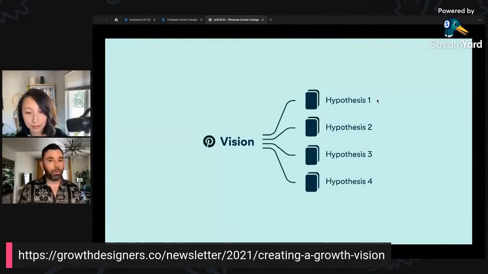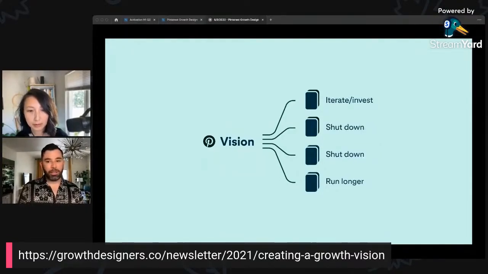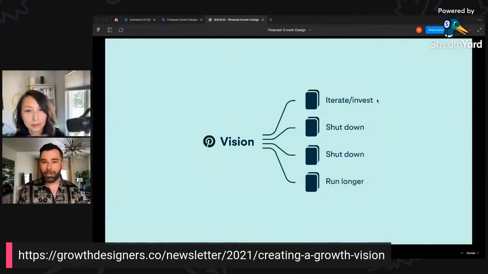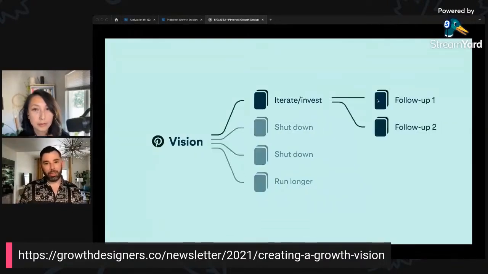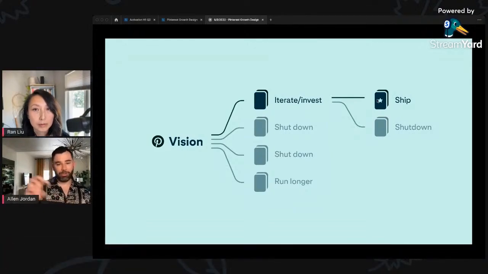And then based on how those perform, we arrive at a place of where we want to iterate or shut them down. And we focus more on one of those hypotheses. And so we have a vision or a big bet. We break that out into hypotheses. We figure out which way to go and where to invest more. And then based on that, we figure out where we want to focus more and do follow-ups. We then arrive at a decision, and that normally makes it into the foundational part of our roadmap.